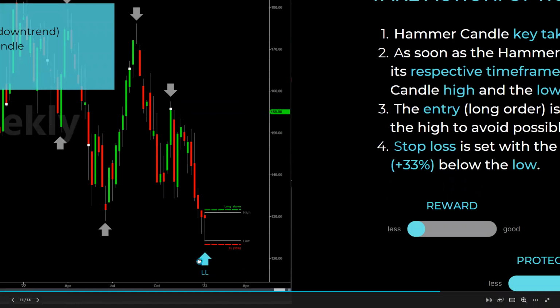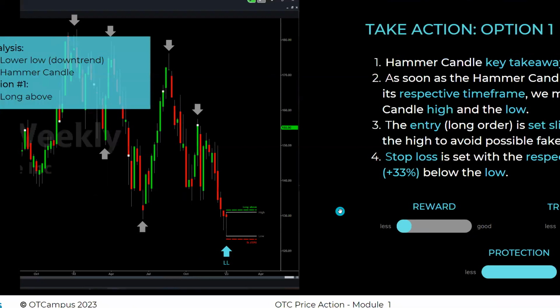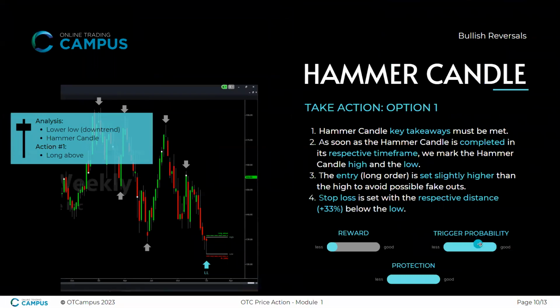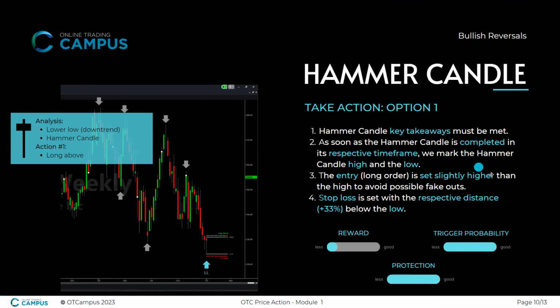That means it is time for the correction to create a new lower high. This is a really strong pivot here. And if your stop loss is below the low, then that is the best of the best. You see here, trigger probability is one of the best, protection is one of the best, but the reward is less. That is the point here. That is option number one.